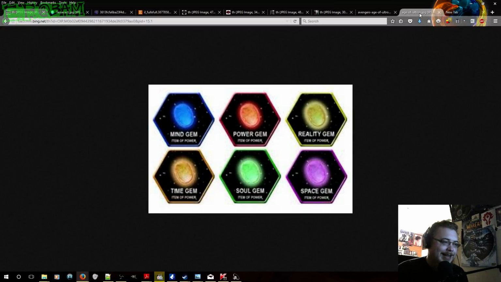Okay? So, in the Marvel Universe, there are six objects of extreme power, different gems. Each one of them has a power over a different portion of reality. Sometimes, as you can see, the mind gem, time gem, soul gem, space gem, and so on. So they're not really sure where these came from.